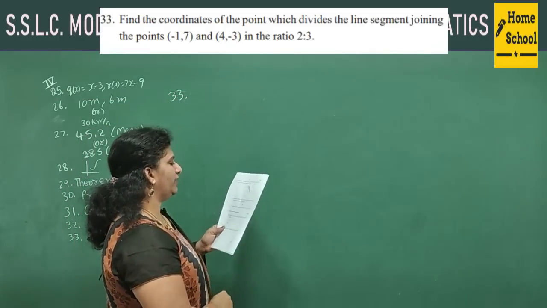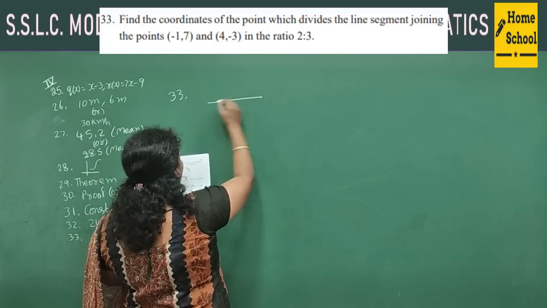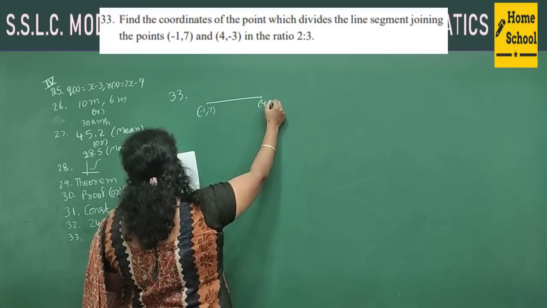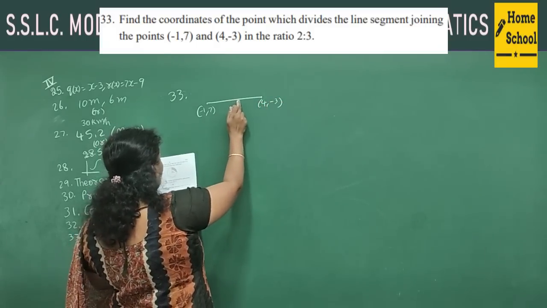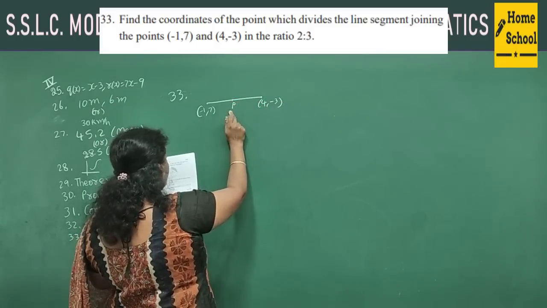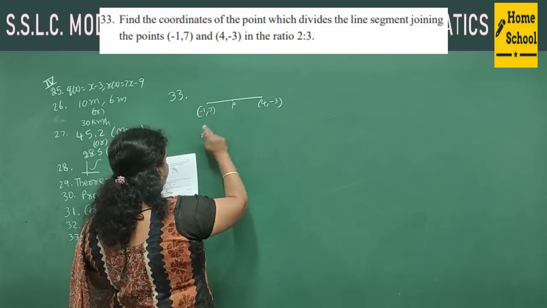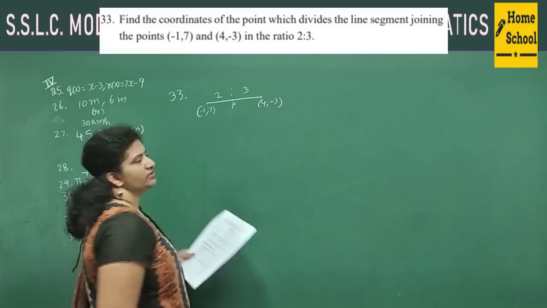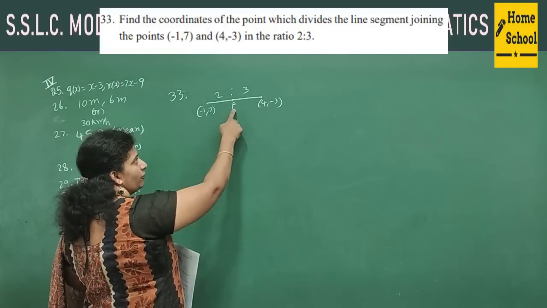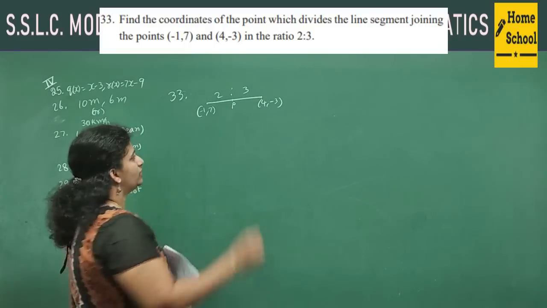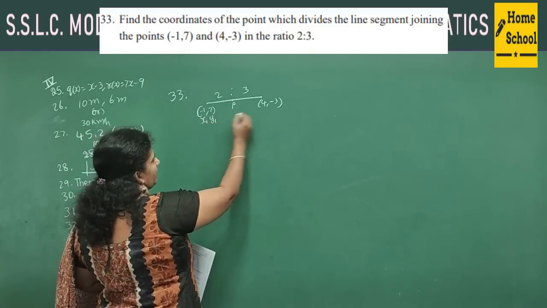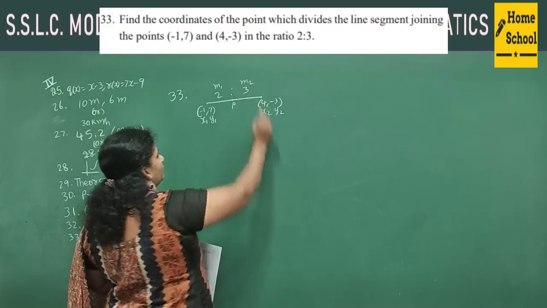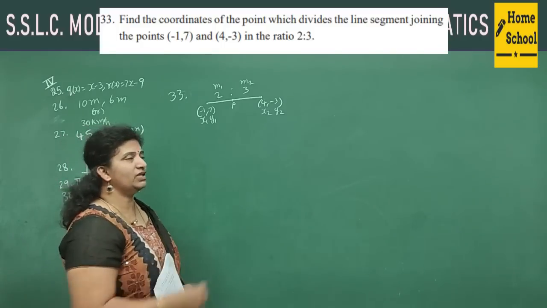Find the coordinates of the point which divides the line segment joining the points. See, when you are reading the problem, you just try to frame this. Find the coordinates of the point which divides the line segment joining the points -1, 7 and 4, -3 in the ratio 2:3. So what we need to find? We need to find this point coordinate. So they have given x1, y1, x2, y2, ratio m1:m2. Which formula we are going to use to find the point?